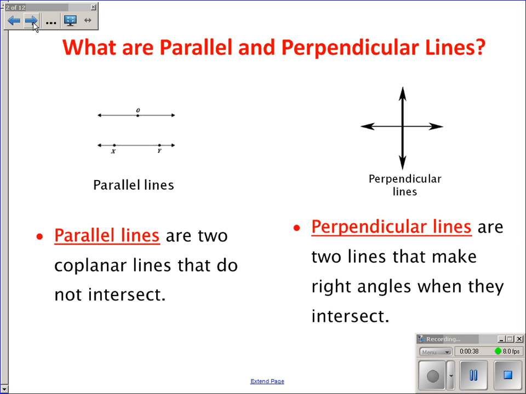All right, let's review briefly what parallel and perpendicular lines are. Parallel lines are two coplanar lines that do not intersect. And the notation we use is this arrow. Perpendicular lines are two lines that make right angles when they intersect. And the notation we use for that is this right angle mark.